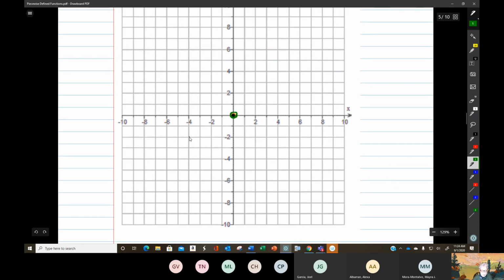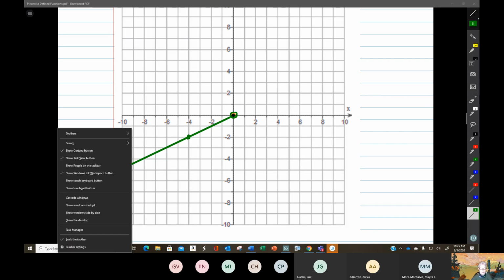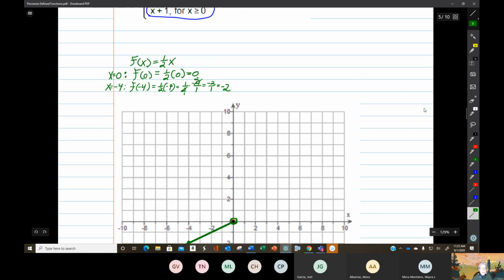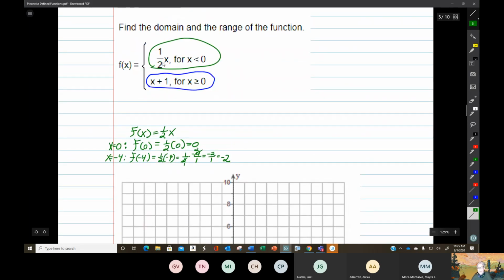And that would put a nice filled in dot right there. And then I can draw a line. There. And that would be f of x equals 1/2 x.